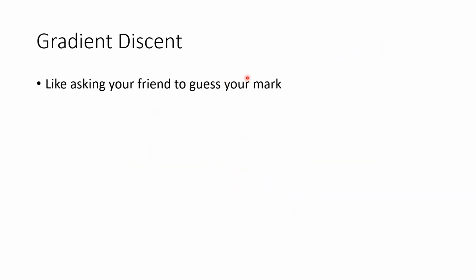What is gradient descent? So gradient descent is basically like asking your friend to guess your mark. First of all, say your mark is 60. When you tell him to guess, say he says 90. Then you say that no, it is not that high, come lower. Then he says, say 70. Then you say, come lower, it is not that high.